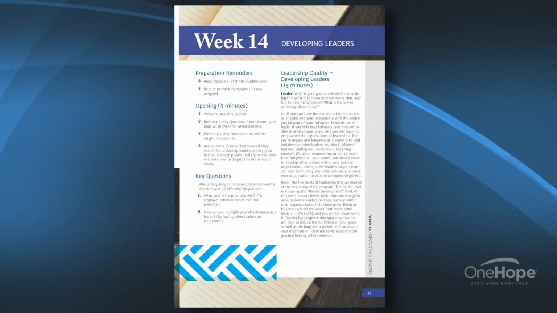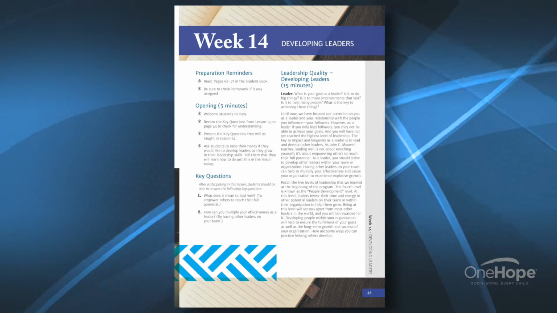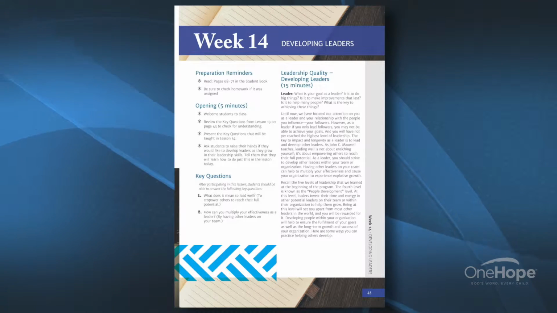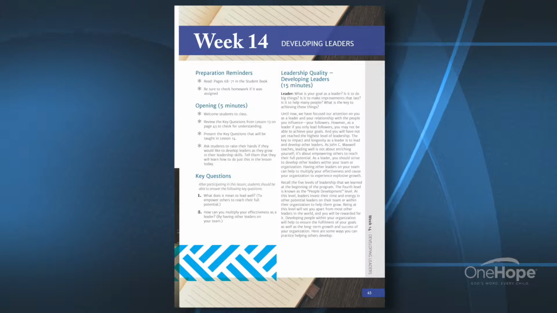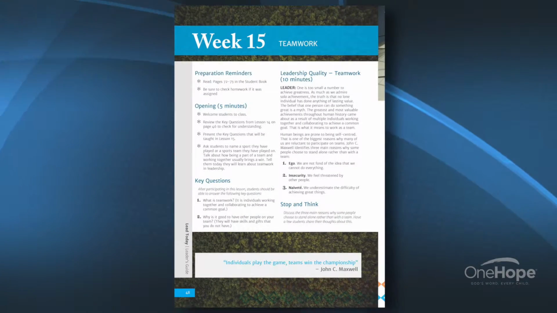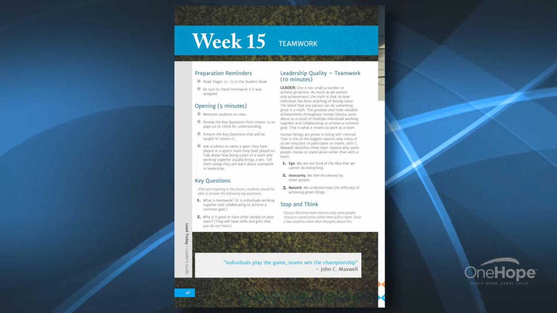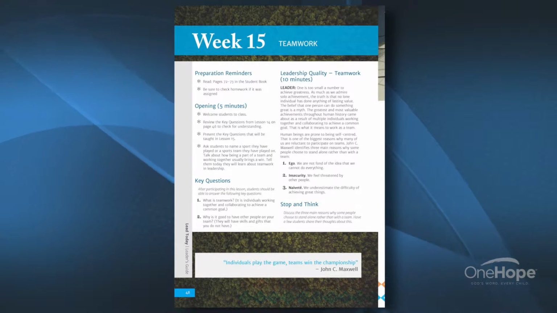In lesson 14, we'll discuss how to develop leaders. Leadership is about helping others to achieve their full potential. Leaders multiply their effectiveness by learning to lead leaders rather than just followers. In lesson 15, it's about teamwork. Teamwork is when individuals work together to achieve a common goal. Teamwork allows leaders to work with others who have skills they themselves do not have.